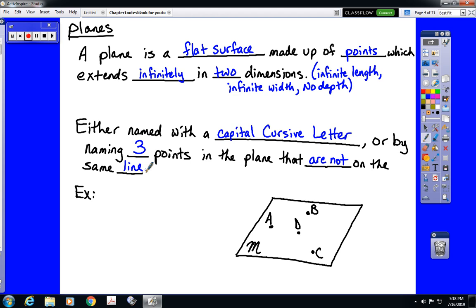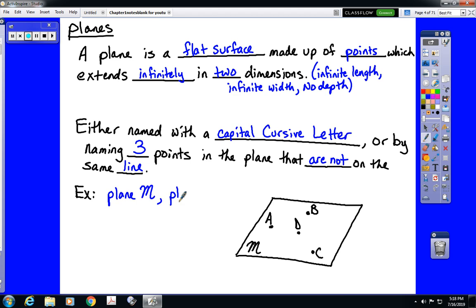So here we have an example. Notice that we draw a parallelogram shape to represent a plane when we try to draw one. Keep in mind that these black lines around the outside wouldn't actually be there. It's just indicating that it's a flat surface. So imagine like a piece of paper that goes on forever. Alright, so A, B, C, and D are points on that plane. And M, this cursive M in the corner, is one way to name it. So we could say plane M using that cursive uppercase letter.